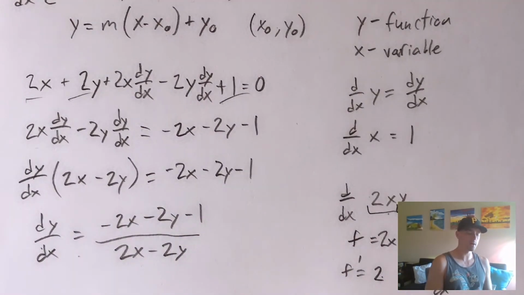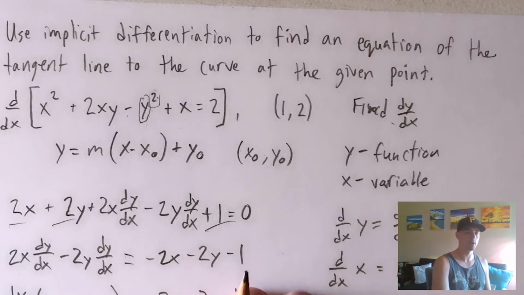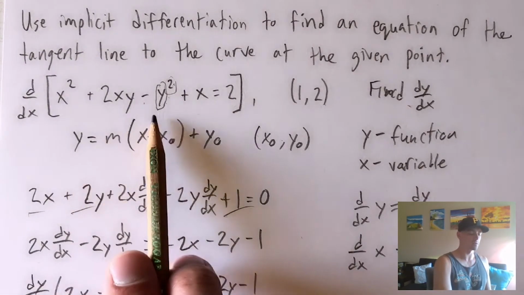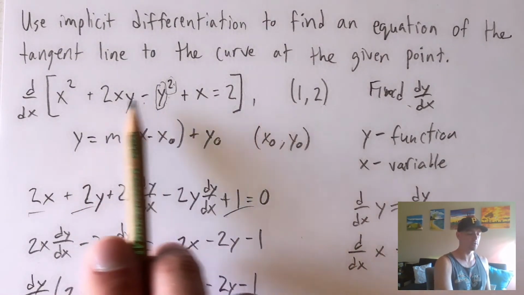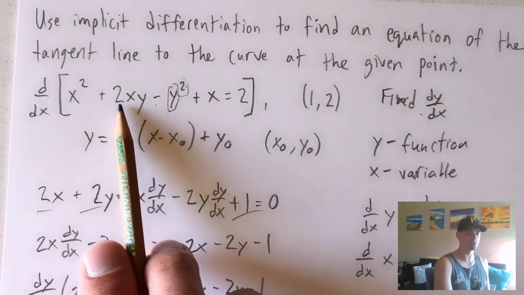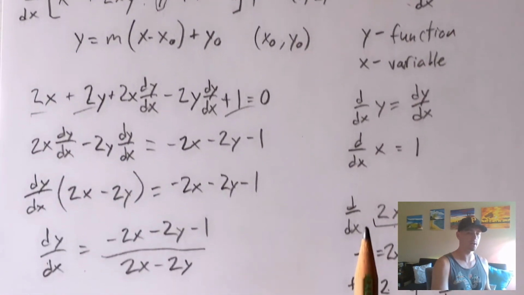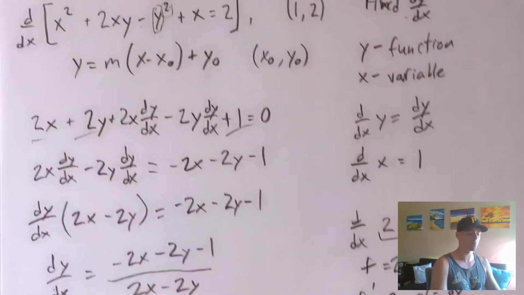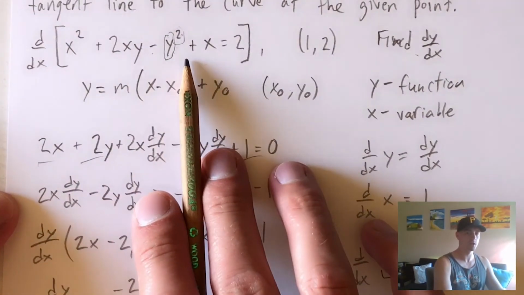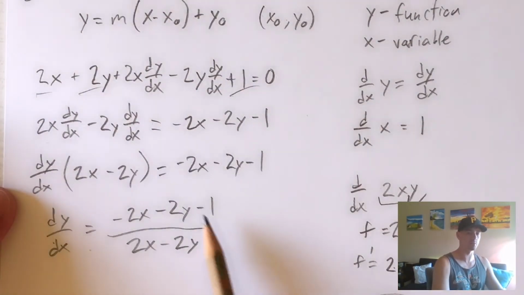So remember what dy dx represents. It represents the slope of our curve that we were given initially, this x squared plus 2xy minus y squared plus x equals 2. This is the curve that we were trying to find the tangent line equation at a given point. Well, this dy dx just tells us whatever the slope of this initial curve is for whatever x and y values we plug in here.